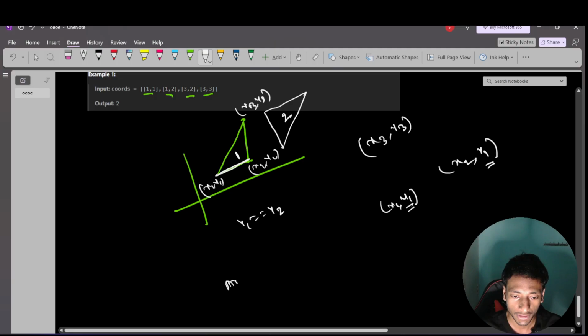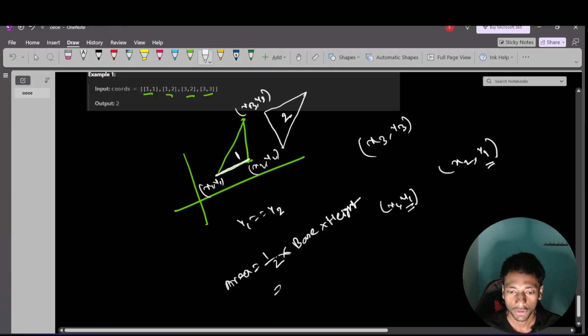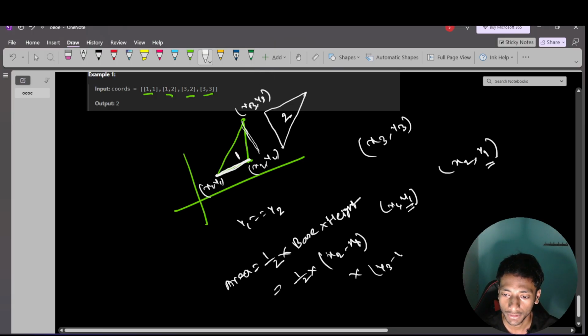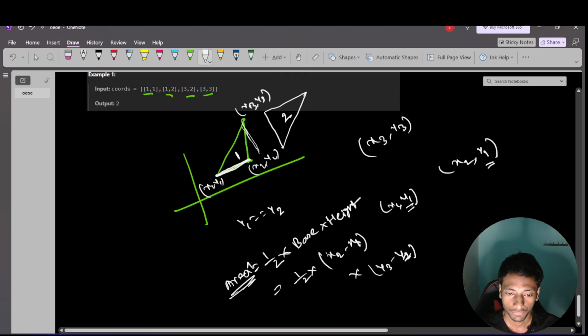For the first triangle, the area will be half into base into height. The base will be x2 minus x1, correct? And what will be the height? The height will be y3 minus y2 or y1. Clear? So this is the area of the first triangle.